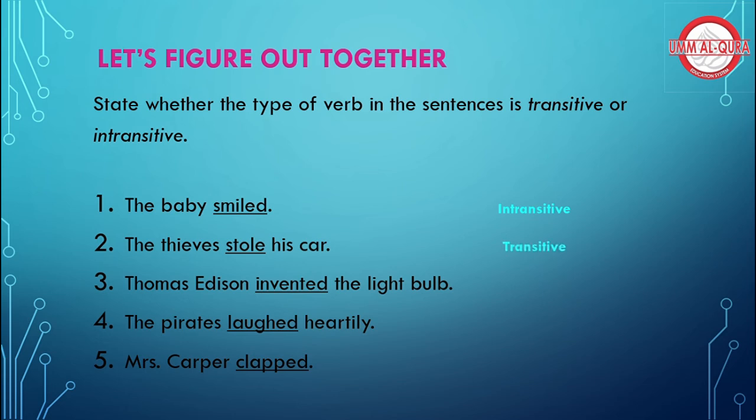Next: Thomas Edison invented the light bulb. Thomas Edison here is the subject, invented is the verb. What did he invent? Ask yourself. It is the light bulb, which means the sentence is transitive. Next: The pirates laughed heartily. The pirates are the subject, laughed is the verb. What did they laugh at? Ask yourself. We don't know. We just know how they laughed. We don't know what they laughed at. So this makes this sentence intransitive.